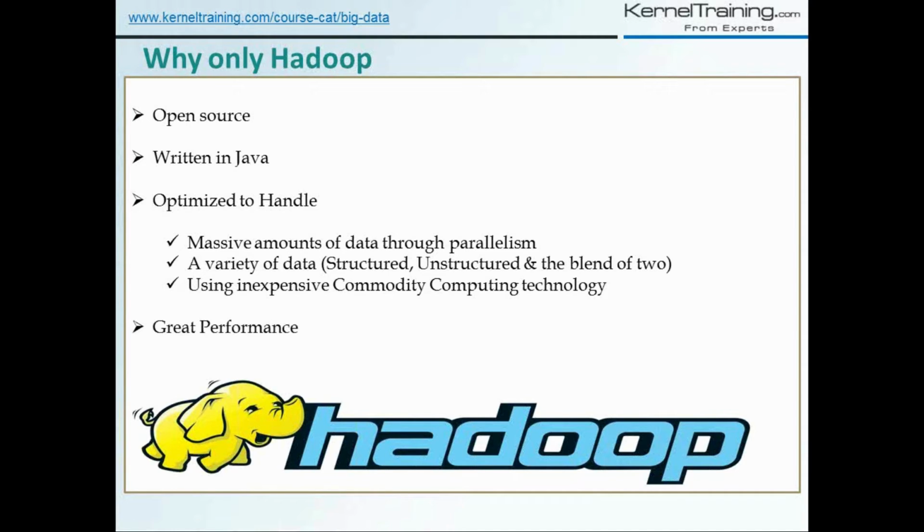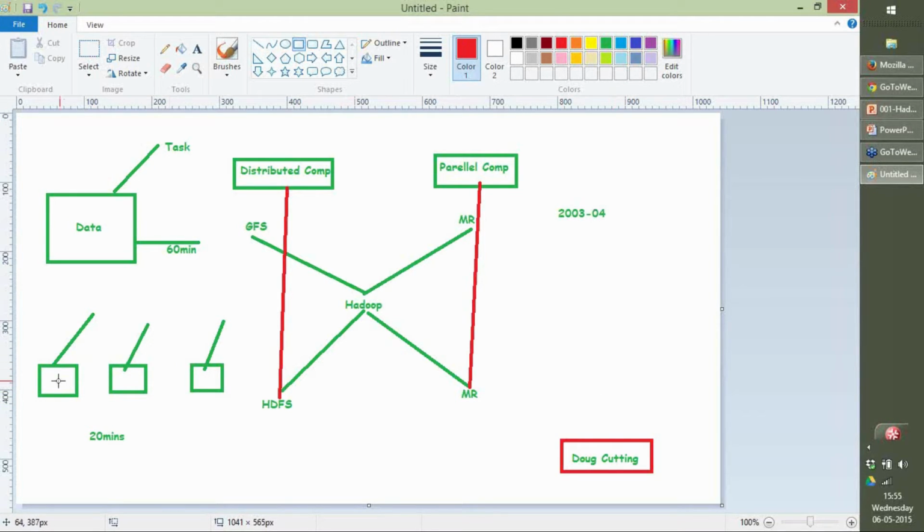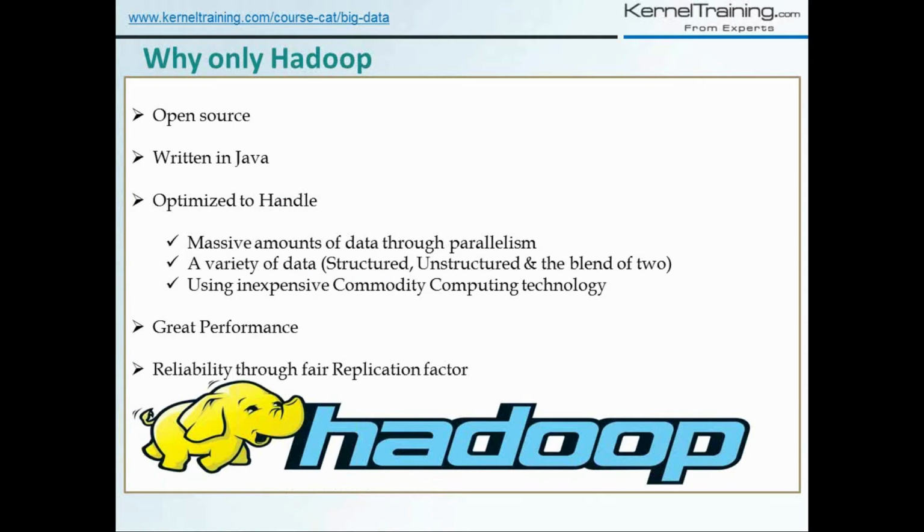Great performance. As I told you, if I divide the data into 60 pieces, I will get the work done in just 1 minute. And reliability through a fair replication factor. In Hadoop, whatever file you upload, Hadoop will make 2 more additional copies. So in total, you will have 3 copies of the same data.